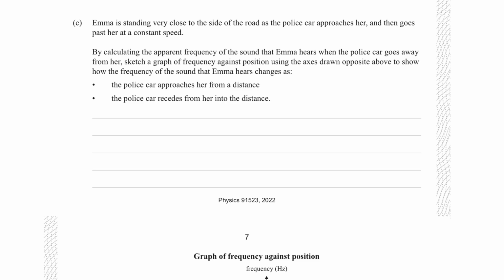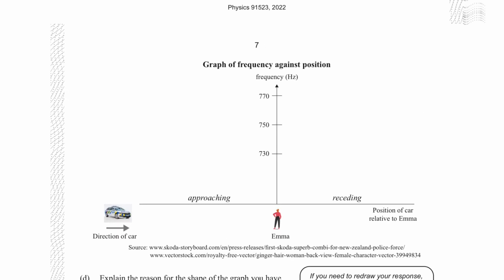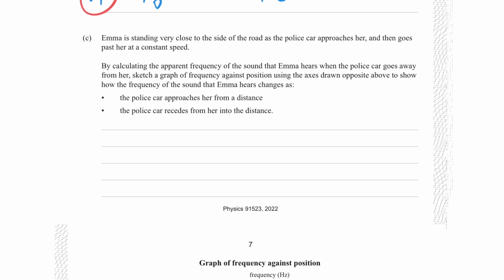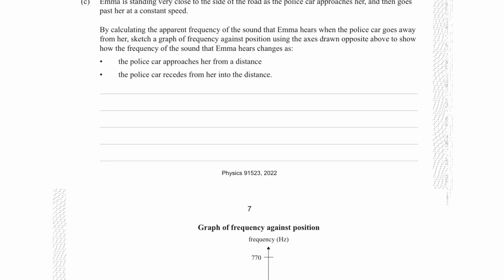But yeah, anyway, Emma's standing very close to the side of the road as the police car approaches her and then goes past her at a constant speed. By calculating the apparent frequency of the sound Emma hears when the police car goes away from her, sketch a graph of frequency against position using the axes drawn above to show how the frequency... Was there an axis up here? Did I not see that? I don't know. There it is. No, drawn below. Anyway.